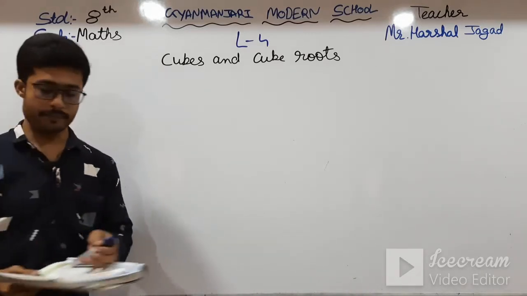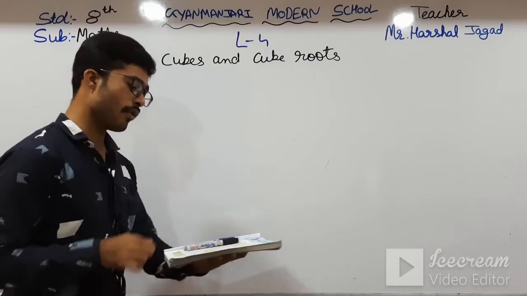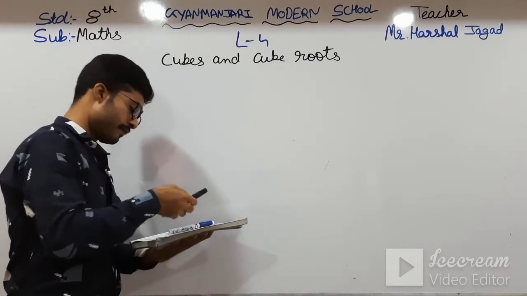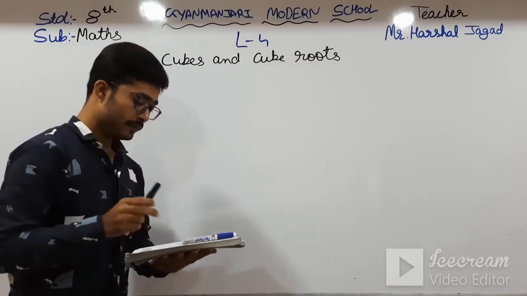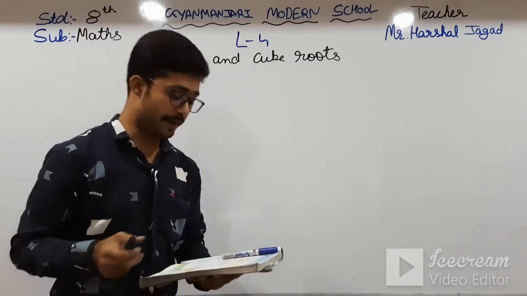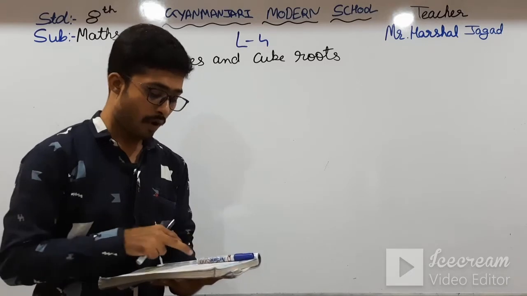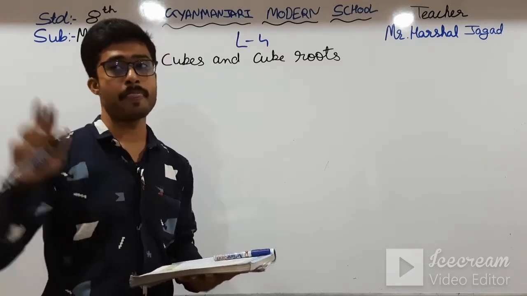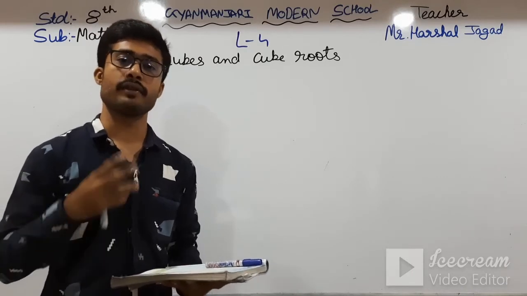Here is the example number 1. Find the value of the following cubes. Here, first of all, let me read introduction of the cube. All the objects in the world are 3 dimension. We all know all the objects are of 3 dimension.